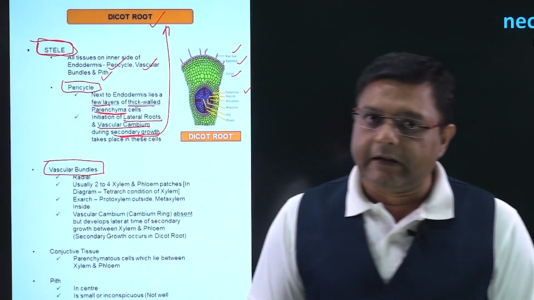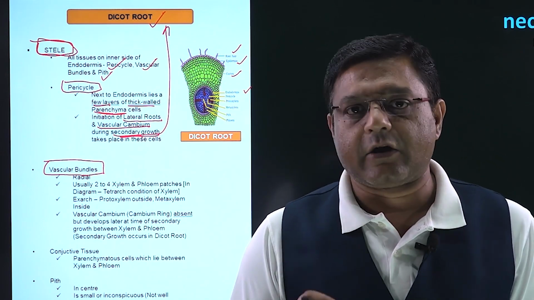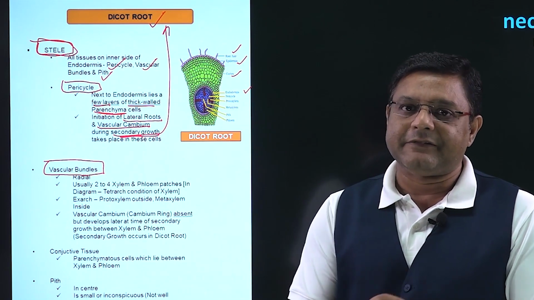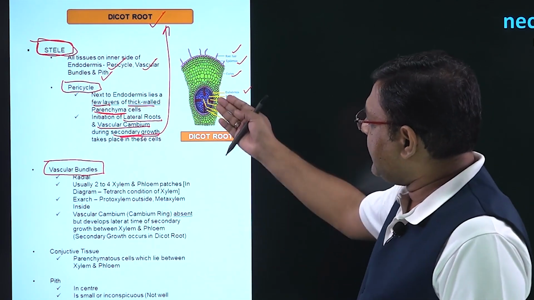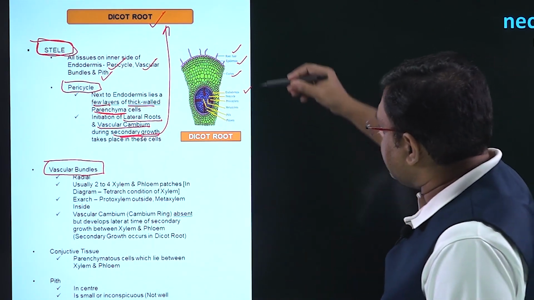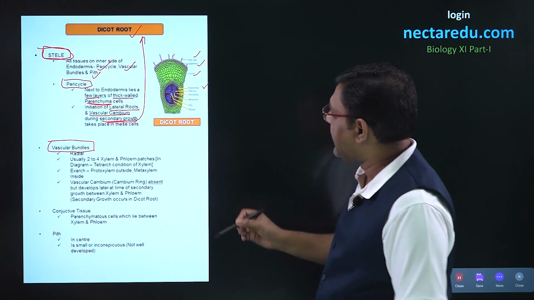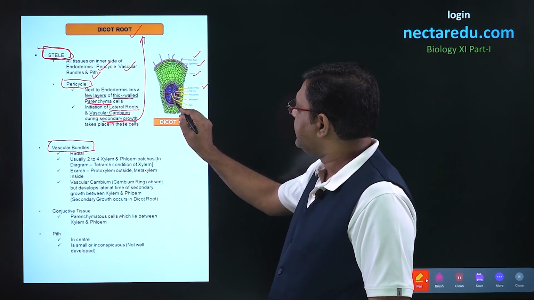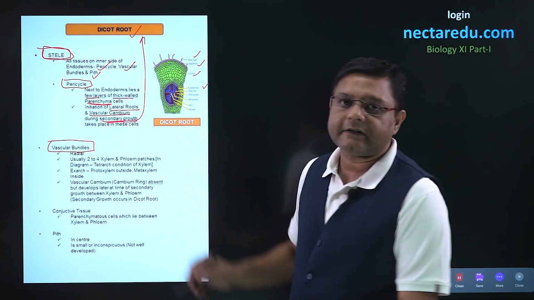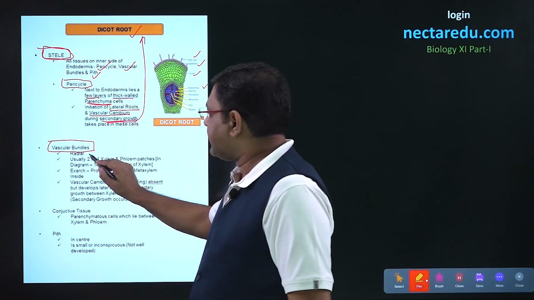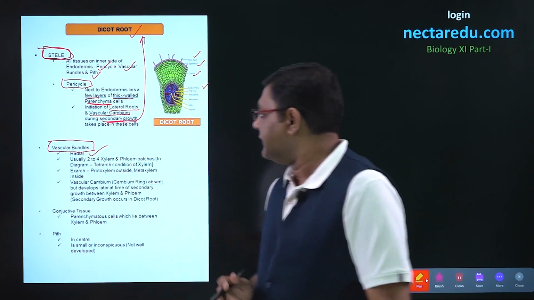Now, vascular bundles in the case of roots are always radial. That is, xylem and phloem will be present on different radii, and in this diagram also we can see that these reddish structures which are shown, these are the xylem and the different colored, purple colored cells are the phloem, and these are present on different radii, and that is why the condition is radial.